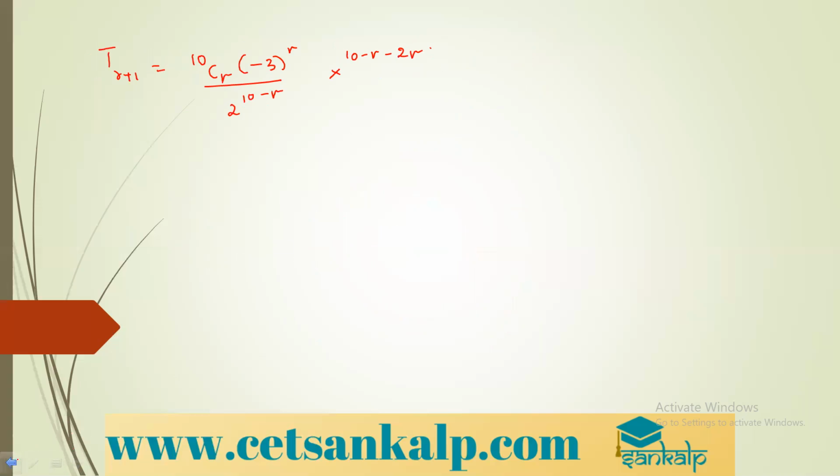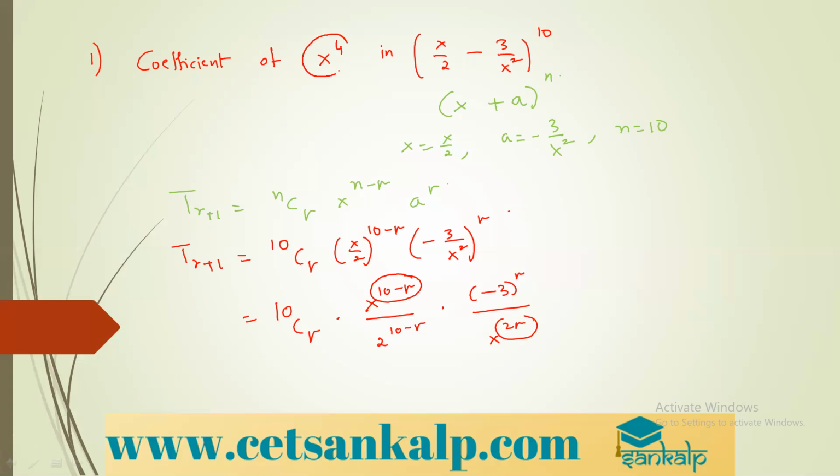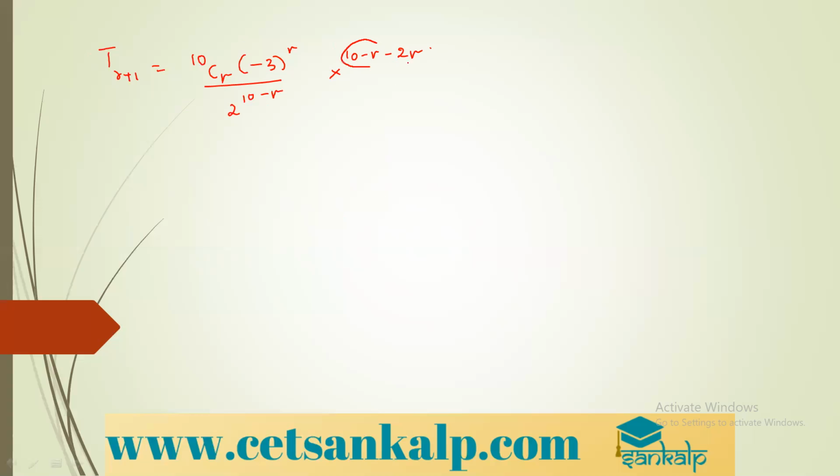But as per the question, I have to find coefficient of x power 4. The x power should be 4. So I will equate the power to 4. 6 equal to 3r. R is 2. So that means I'll put r as 2. T3, r is 2. Minus 3 power 2, 2 power r is 2, 10 minus 2, 8. And of course here I will have x power 4.